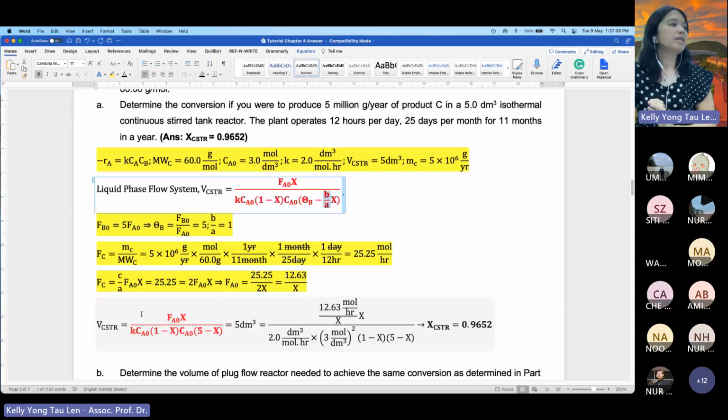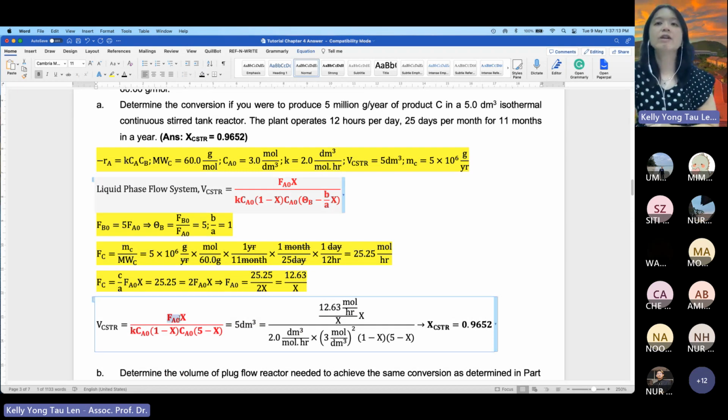Okay, so I replace into the equation. So kamu tengok part ni, it's very interesting, you see. FA0 tadi kita dah terbitkan, we have already found as equals to 12.63 per X. So 12.63 per X, kalau kamu tengok, kita akan darab dengan satu X lagi sebab dia kan FA0X. So basically, terbatal lah X itu pada kat bahagian atas sebenarnya. Okay, so we left 12.63 di atas.